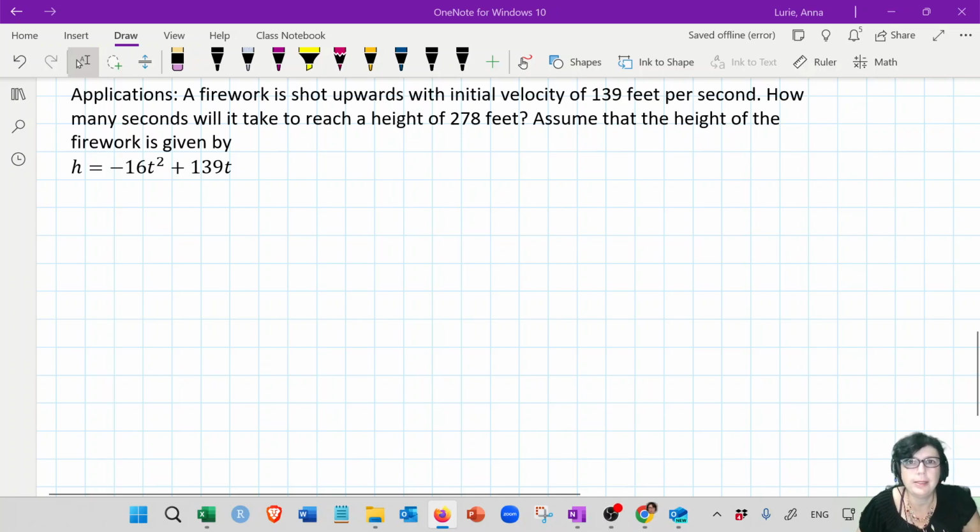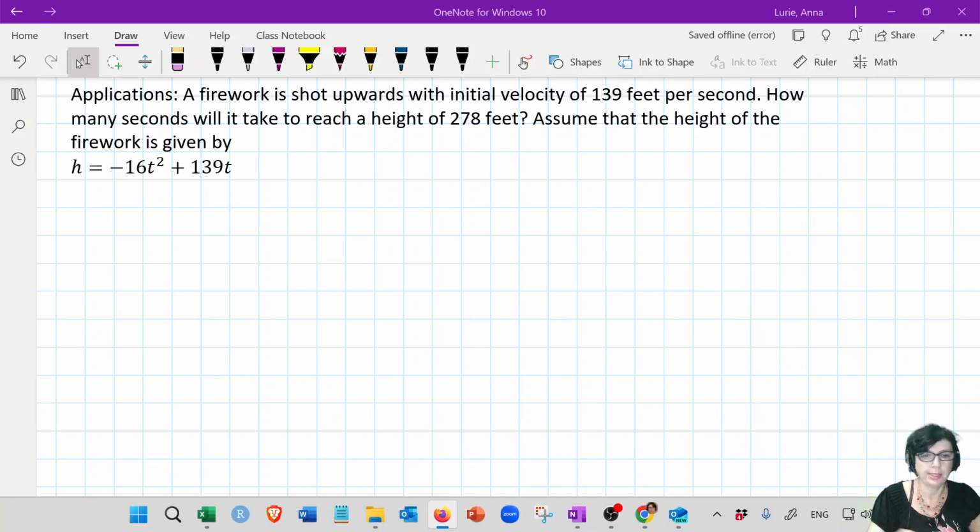Hi guys, in this example we're going to take a look at how we solve a quadratic equation using the quadratic formula in the case of an application problem. So imagine yourself throwing a ball up in the air and you watch it land. What happens is the ball travels in what we call a parabolic motion. Okay, and this is the same kind of thing.